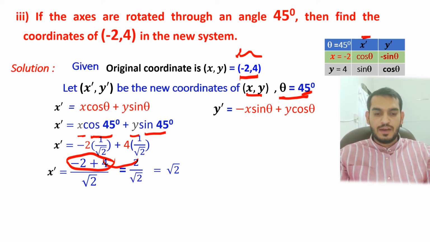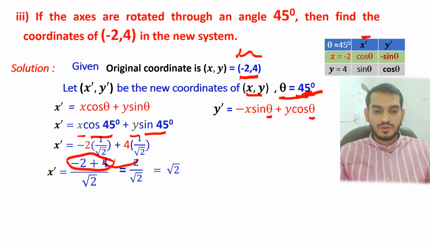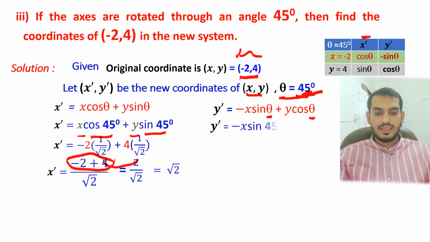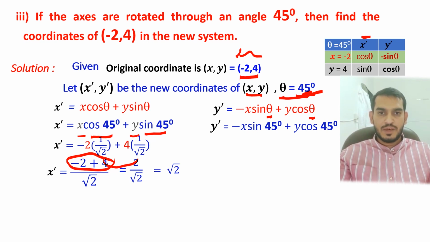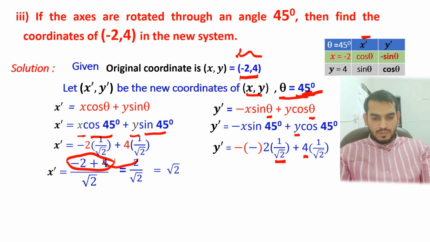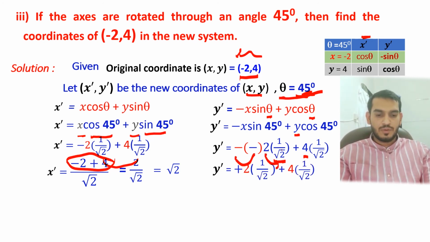Now substituting the value of 45 degrees in place of theta in the equation of y'. So we can write it as y' = -x sin 45 degrees + y cos 45 degrees. We know that the value of sin 45 and cos 45 is equal to 1 by root 2, and in the place of x and y we will write -2 and 4. So y' = -(-2) into 1 by root 2 + 4 into 1 by root 2. So minus into minus is plus, and 2 by root 2 can be written as root 2, plus 4 by root 2.